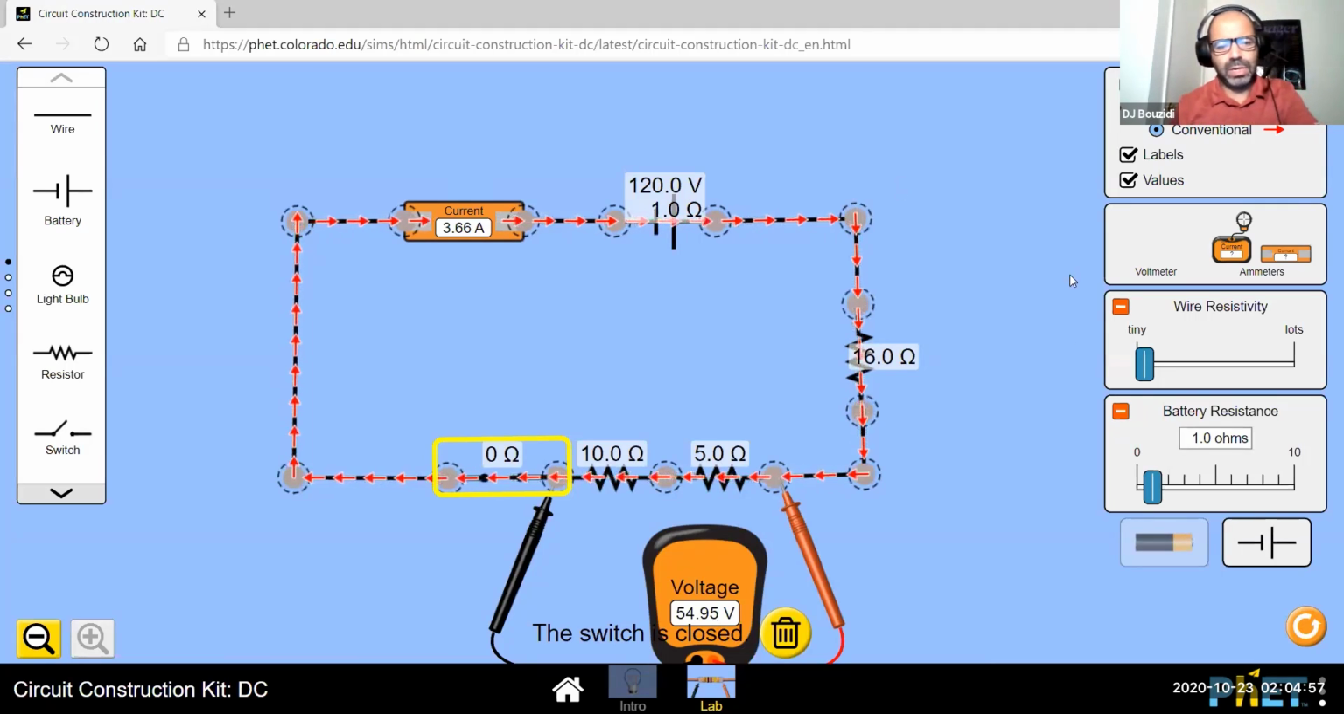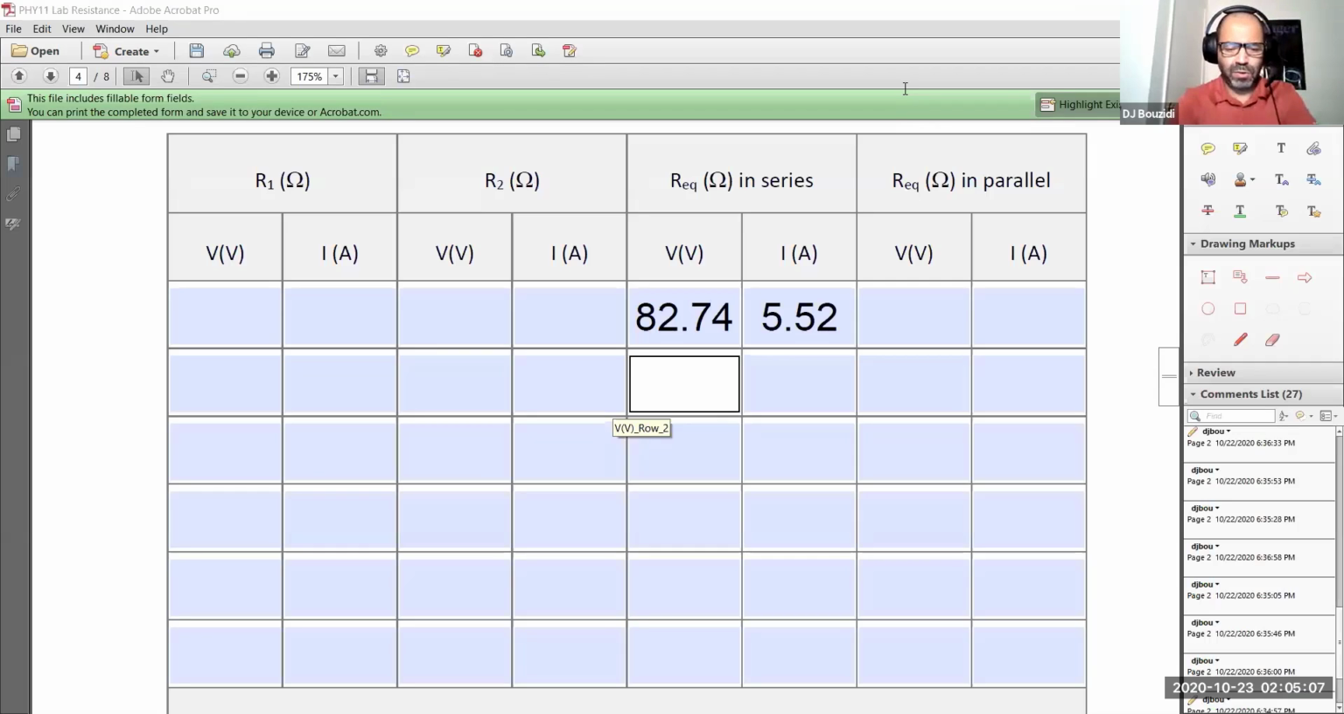So at this point, I'm going to stop the circuit, stop sharing the screen, go back into my data where I'm putting my data in, and put the voltage. The voltage is 54.95, and oops, I did not write it. 54.95. And the current is 3.66.